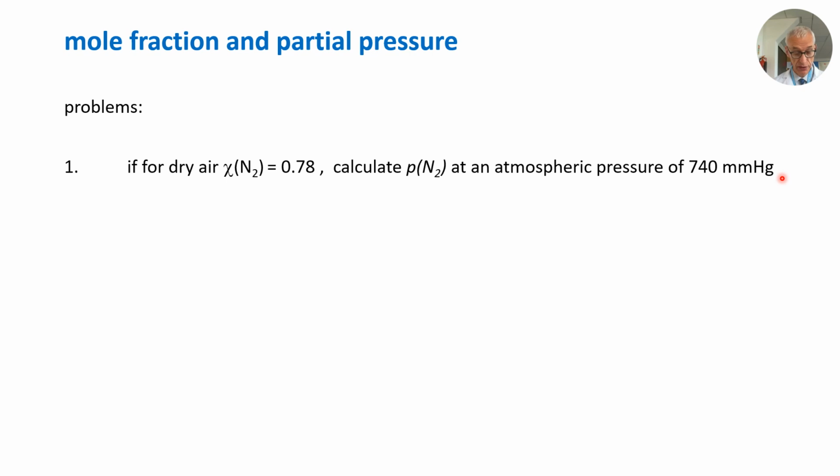So I'm going to reveal the partial pressure of nitrogen is simply the mole fraction times the total pressure. Mole fraction times total pressure comes out as 577 millimeters of mercury as the partial pressure of nitrogen gas in the atmosphere.